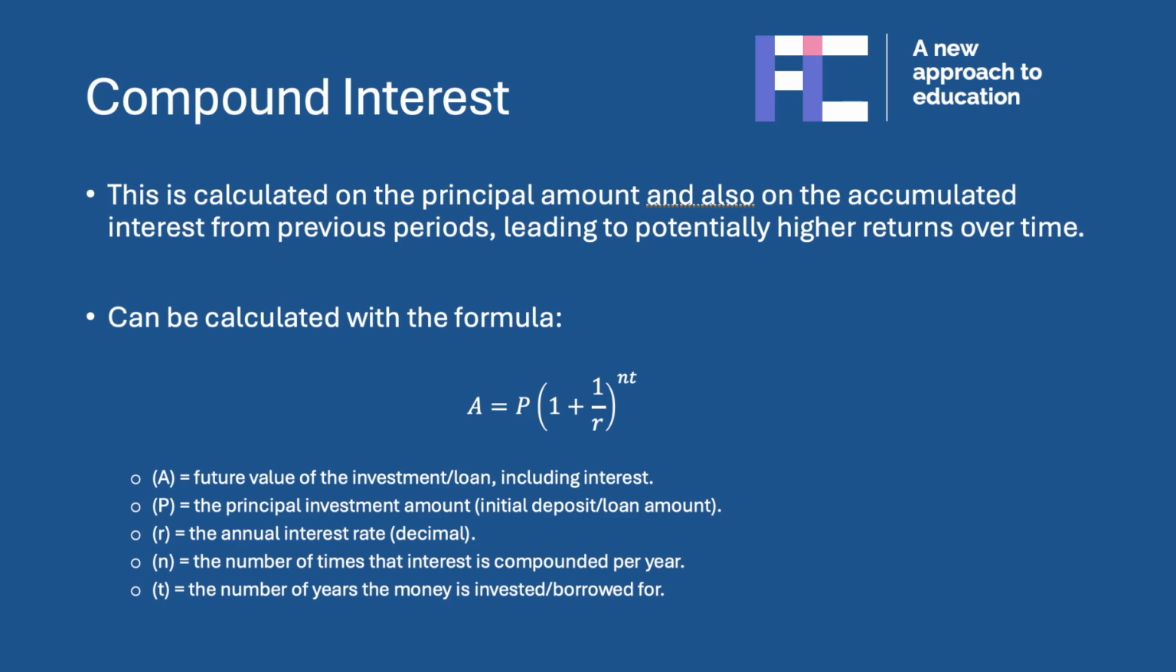Compound interest is calculated on the principal amount or original investment amount and also on the accumulated interest from previous periods, leading to potentially higher returns over time. This can be calculated by using this specific formula, where we are calculating the future value of investments, which is A, including interest, which equals the principal investment amount, which is the initial deposit or loan amount, and in brackets we have 1 plus r divided by n, where r is the annual interest rate, and then it is to the power of the number of times that interest is compounded per year.